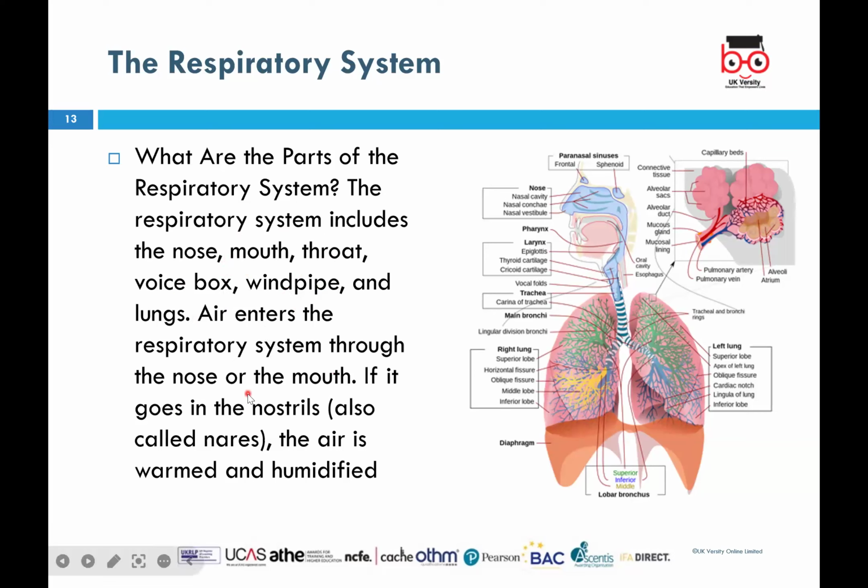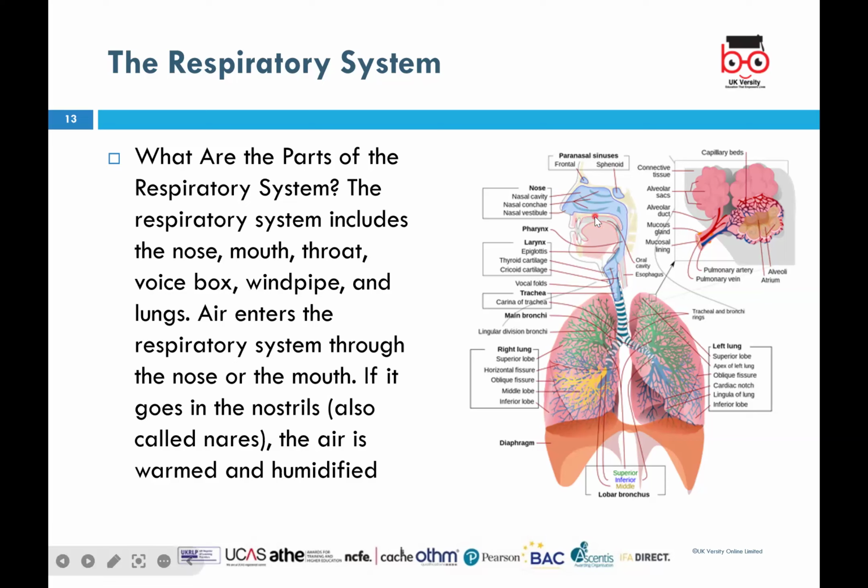Air that is outside will enter your respiratory system through the nose or the mouth. If it goes in through the nostrils, also called the nares, the air is warmed and humidified. People who have healthier airways breathe through the nose, and those who do not have healthier airways breathe through the mouth. You get more infections in people who breathe through the mouth, so it is recommended to breathe through the nose.